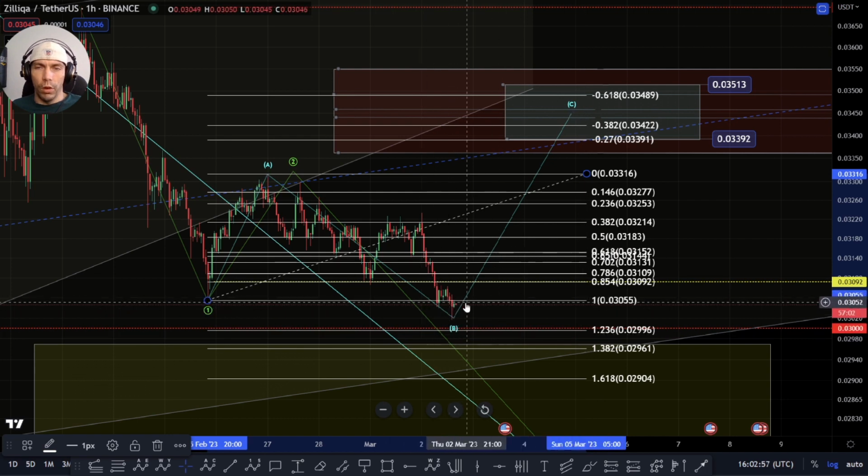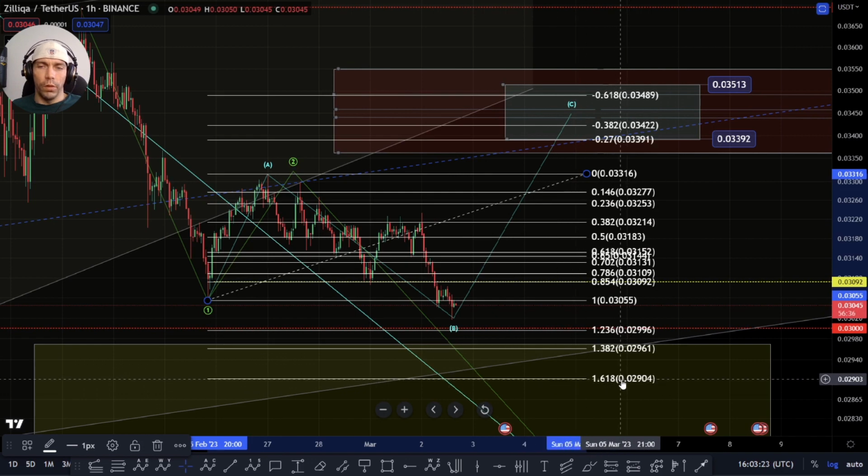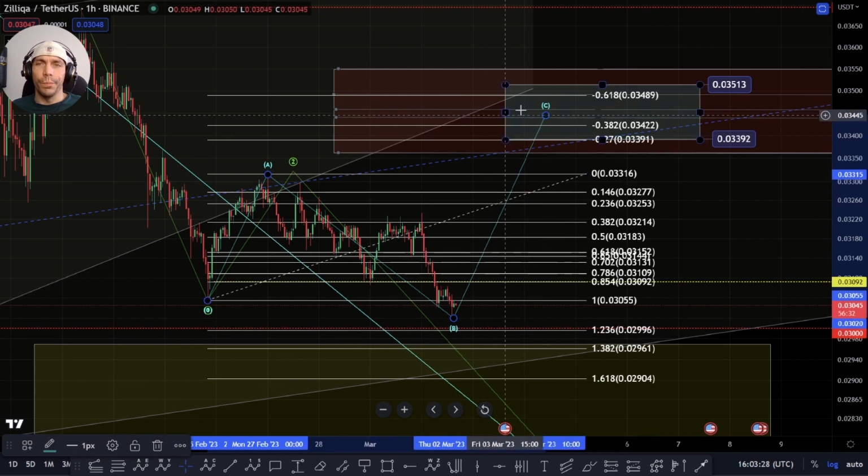So we've already come past that 1 to 1. If we do continue to progress down here, I'd be looking out for this area of this 1236, which would be this 0.2996 and this 0.2961. Sometimes these can move down towards the 618, but if it does start to move down towards that, it would probably indicate that we could look at this in a different way. But as long as it doesn't move down past that 1618, I would still be looking at this potential for this C wave to the upside here.